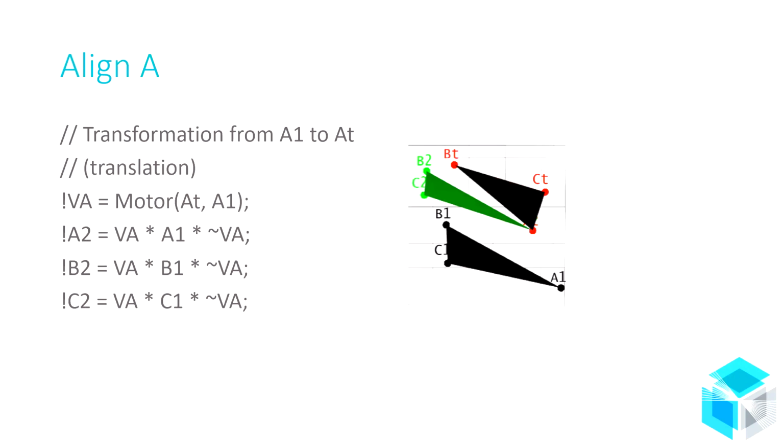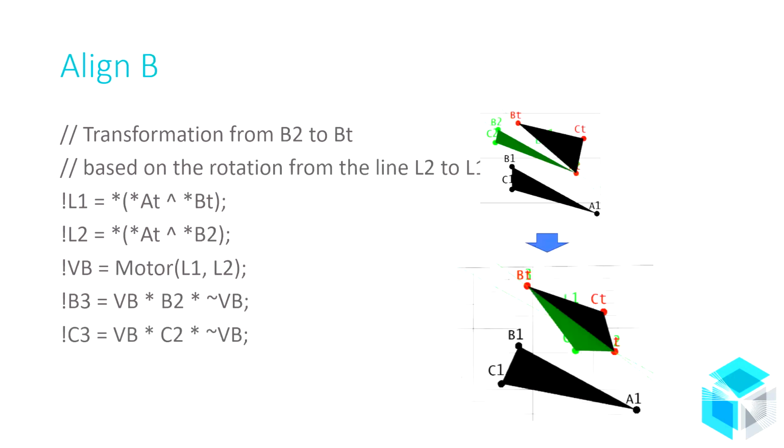And how does this algorithm work? First, this is our original triangle. This is our target triangle. First, we translate 2 points, the A1 to the AT, and the algorithm is always the same. We always compute the motor based on this macro, make our transformation. This is for the first step.